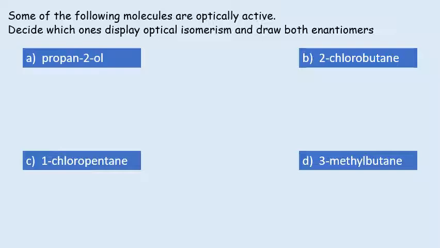So draw them out. Literally go through each carbon in turn and identify how many different groups it has attached to it and if it has a chiral carbon or not. So I suggest you pause it now and you do that, and then you press play and you'll hear me go through it. So pause the video.